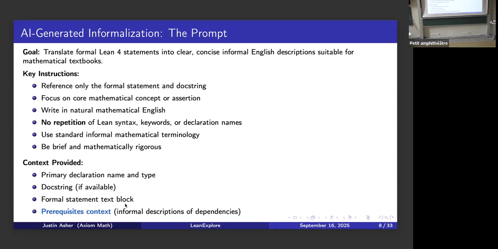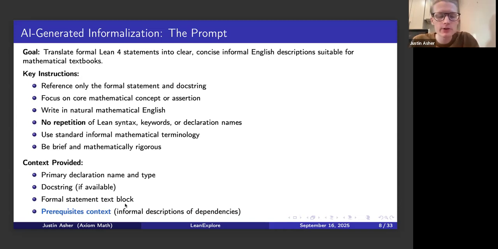And so I gave it all the relevant context, and I also gave it all the dependencies. So I inductively informalized, meaning I start with the base axioms and we go up. And this means that our informalizations end up being very accurate. And I was very trusting of the resulting informalizations because there was very little room for error.